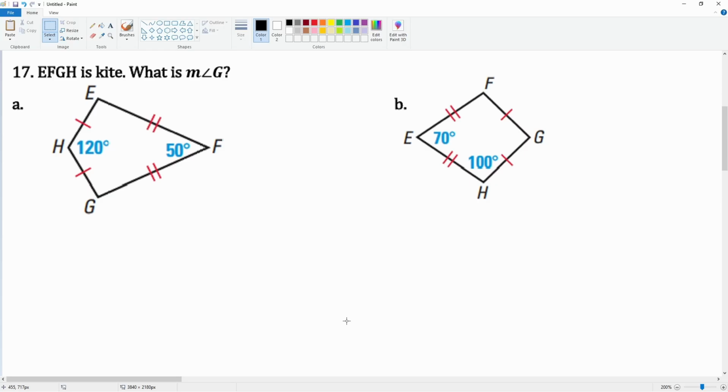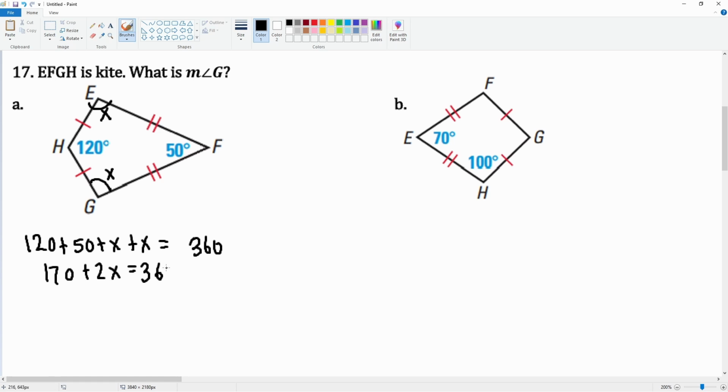All right, here we have question 17. You're trying to find that missing angle within this kite. You have two angles here, and then we have angle E and angle G. These are actually congruent. So 120 plus 50 plus x still adds up to 360 because this is still considered a quadrilateral. 170 plus 2x are the like terms.